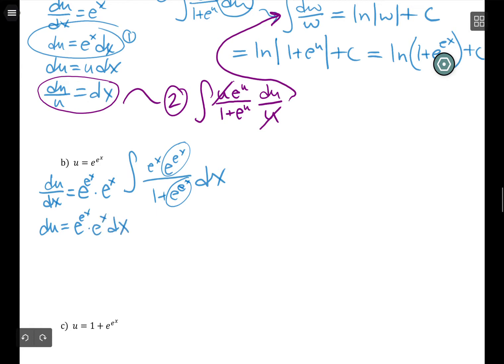And again, you can do some rearranging if you want. This right here is a u. E to the x we're kind of stuck with unless we do a little solving. But you could solve that for dx and replace. I think what I'm going to do is, erasing those, I have exactly that sitting here. So all of that becomes my du, and then on the bottom I have a 1 plus u.